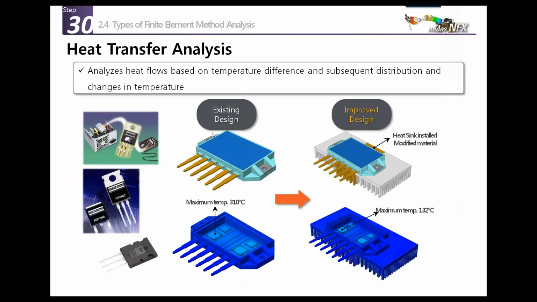Heat transfer analysis. Heat transfer is when the temperature changes. So you have a heat flow due to the temperature difference and distribution and the change in temperature. It's very useful to optimize the design of electronic products, for example. In this case, you have the existing design, and this is an improved design with a heat sink to cool the model. At the first step, it was 310 degrees Celsius, and you see after the simulation of heat transfer analysis, it has been improved to a maximum temperature of 132 degrees Celsius. So this is very useful.